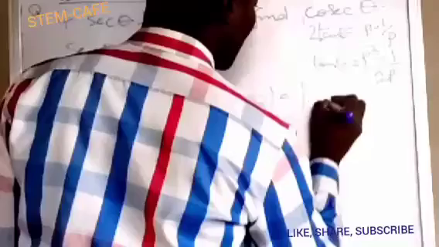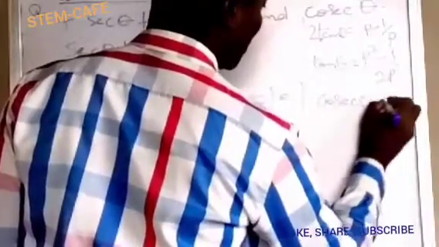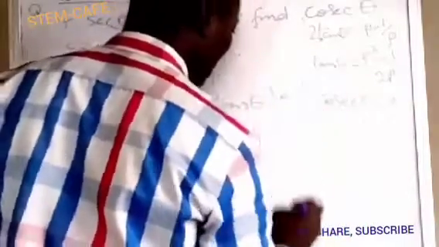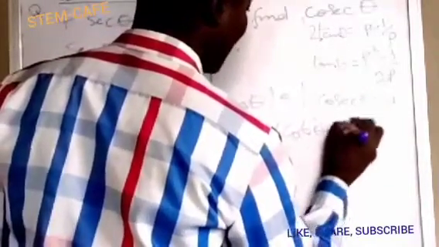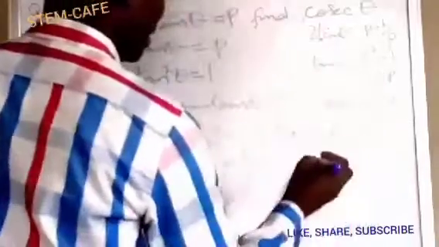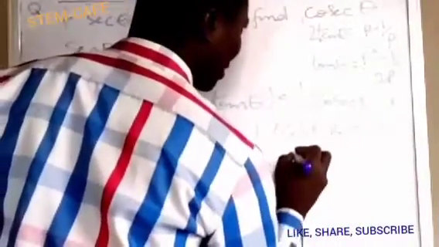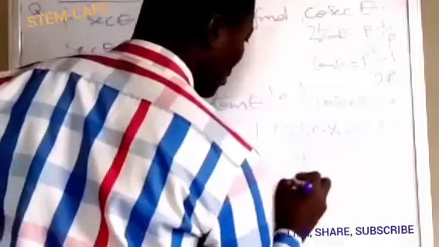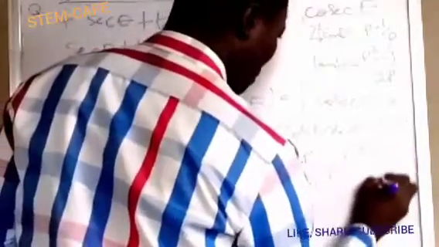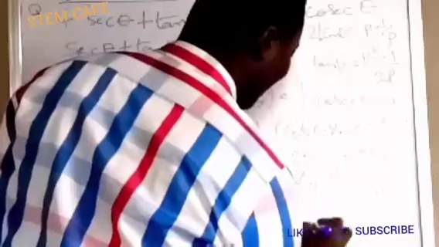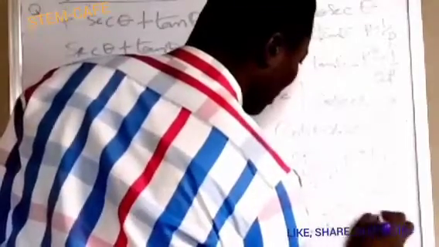And cosec theta will be equal to cot theta times sec theta. So cot theta is 1 over tan theta, that is 2p over (p square minus 1). And sec theta, we have it here, (p square plus 1) over 2p. So this one cancels this. So cosec theta is equal to (p square plus 1) over (p square minus 1).